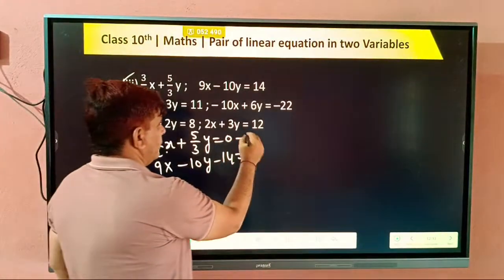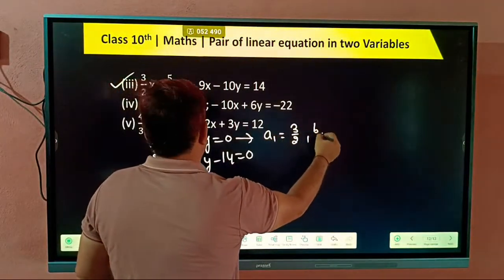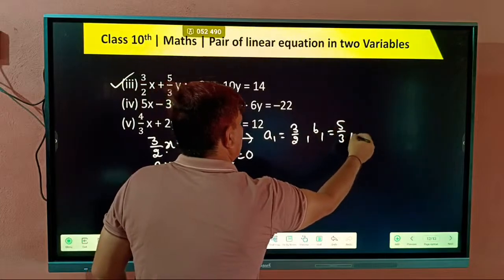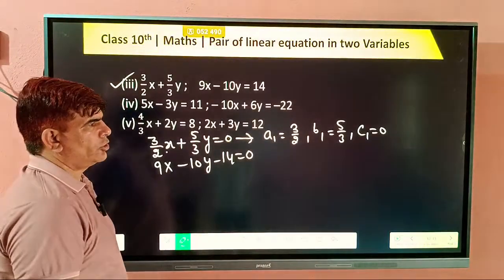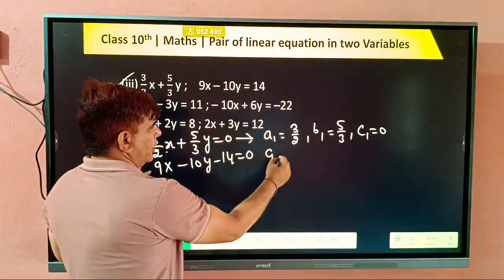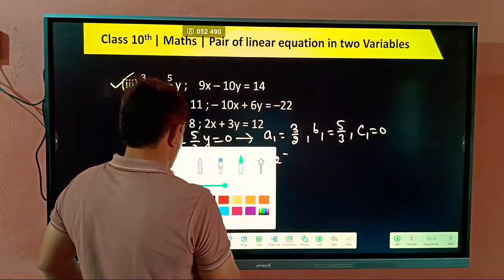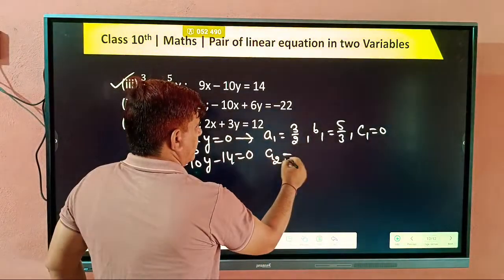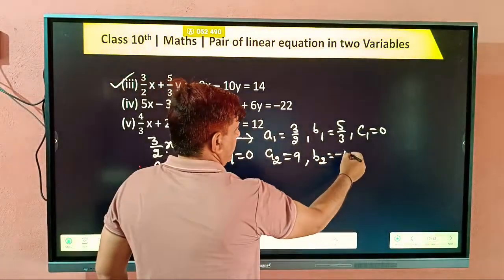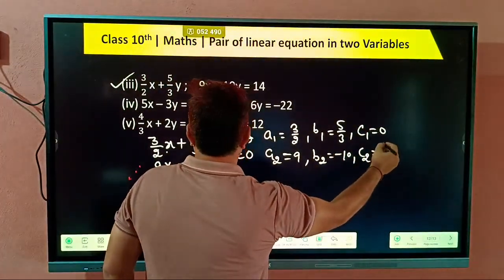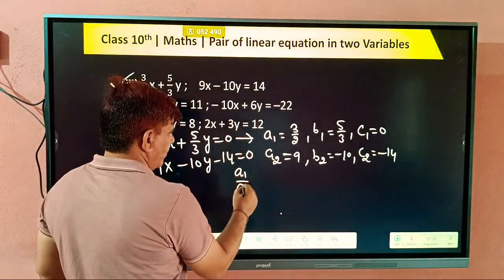The second one is 9x minus 10y minus 14 equal to 0. So here, what can we write? A1 is 3 by 2, B1 is 5 by 3, C1 is 0. Now A2 is 9, B2 is minus 10, C2 is minus 14. So what about A1 by A2?